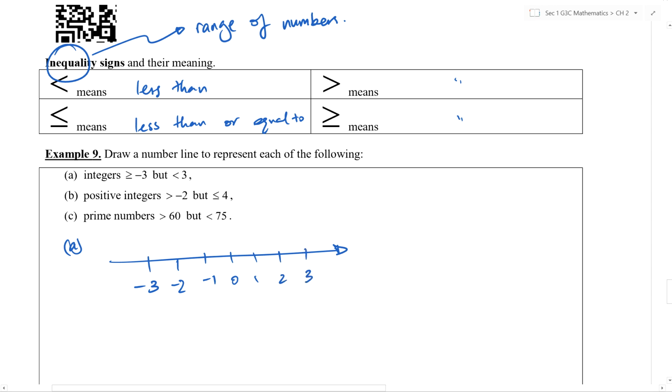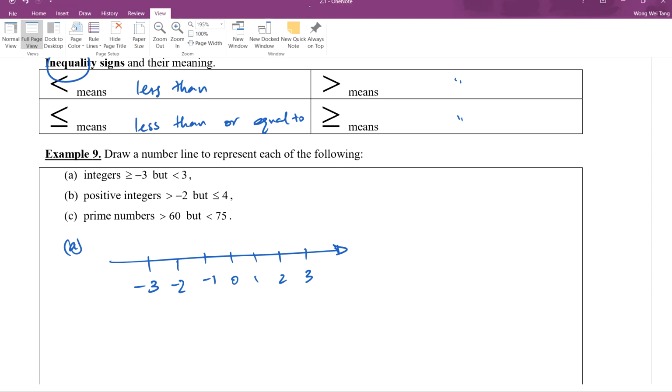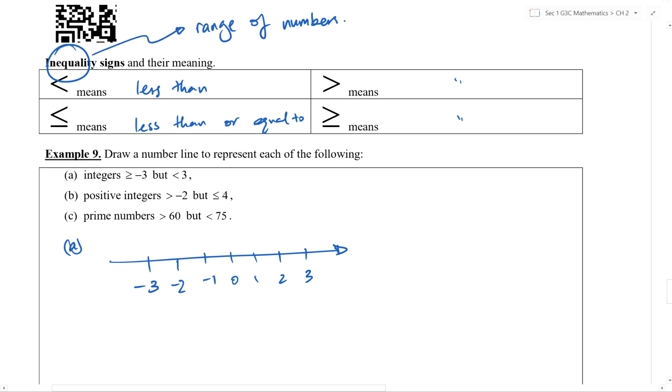Okay, so I've got my number line, but now I need to select the numbers that are within this range, greater than or equal to -3. Can I include -3? If it says greater than or equal to -3, can I include -3? Yes, I can. So mark it out. So -2 as well, -1, 0, 1, 2. Should I indicate 3? Cannot. Okay, because it's less than 3. So part A done.